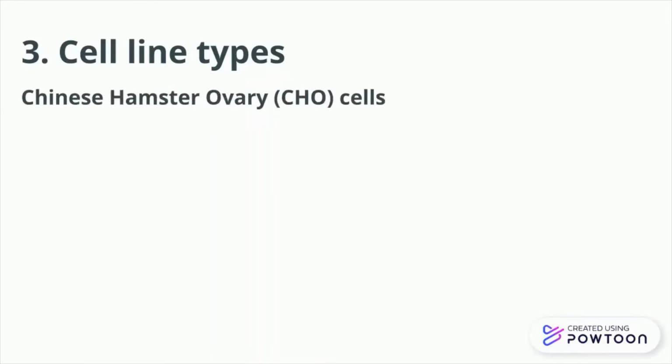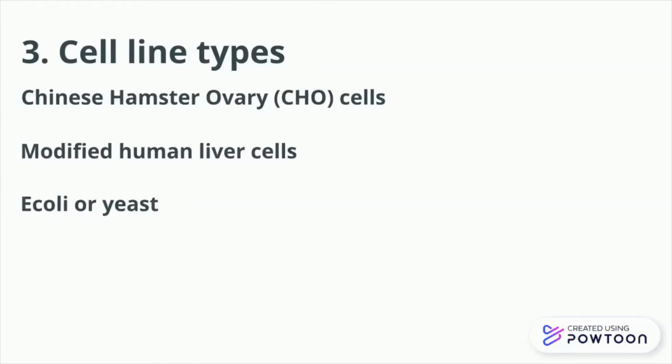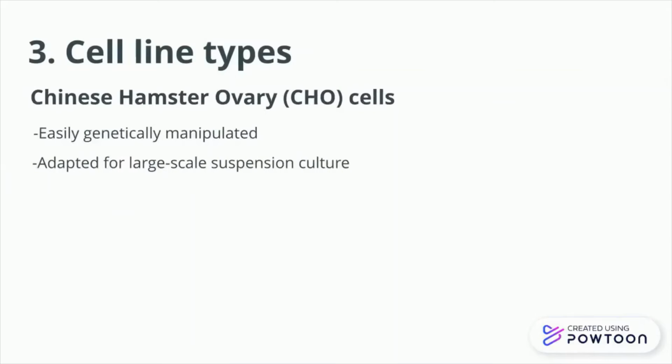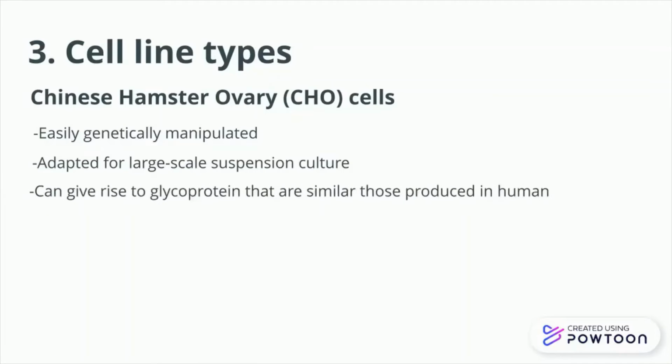There are several types of cell lines that can be used in production. These include the Chinese hamster ovary cells, modified human liver cells, and E. coli or yeast cells. However, the most commonly used ones are the Chinese hamster ovary cells. This is because it is easy to genetically manipulate Chinese hamster ovary cells, which can lead to high productivity. Also, urokinase produced from them is biocompatible to human beings, reducing the risk of immunotoxicity.